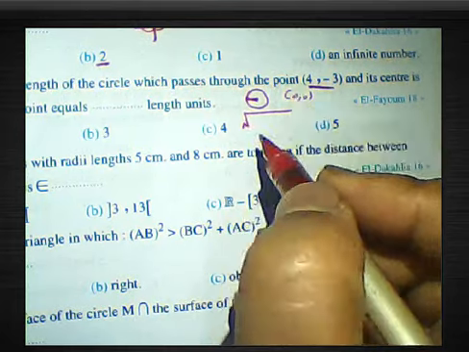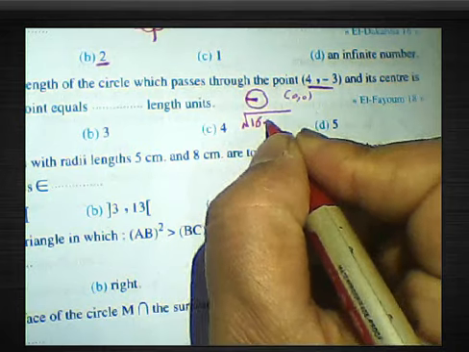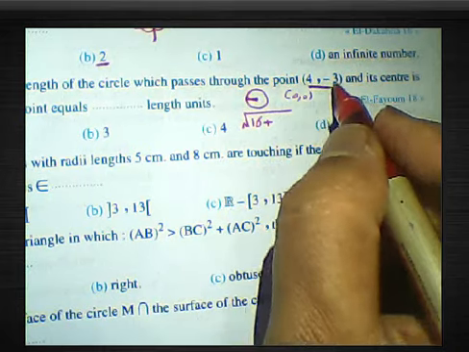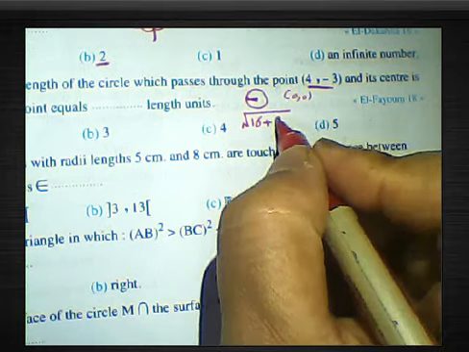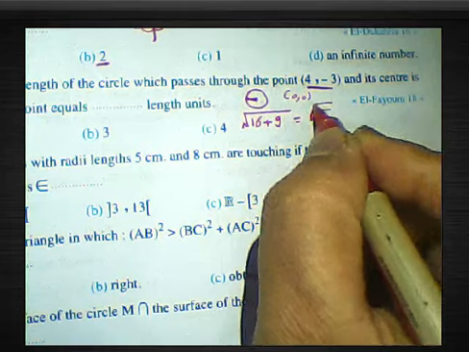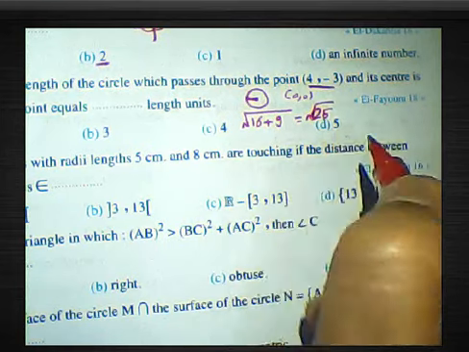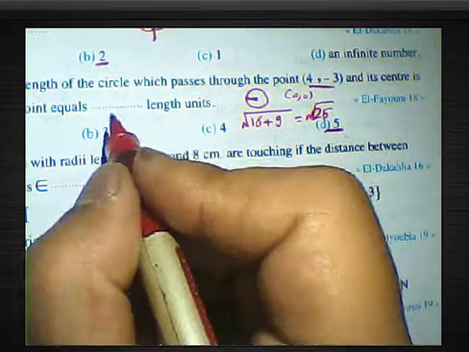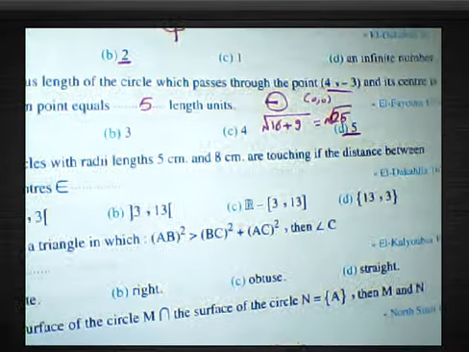4 minus 0 equals 4. 4 power 2 equals 16. And negative 3 minus 0 equals negative 3, power 2 equals 9. Square root of 25, because 16 plus 9 equals 25. Square root of 25 equals 5. The result will be 5 here. Understood?